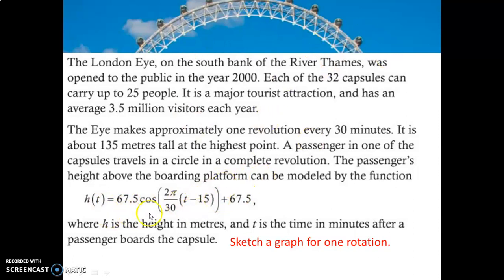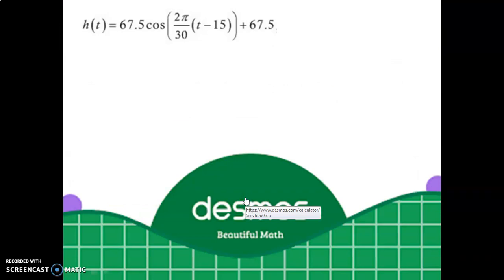Let's take a look at dissecting this and looking at transformations, because that's what will help us jump into our lesson today when we model using these functions. Hidden amongst all these numbers, we do see a cosine function. So we know there's going to be a wave here. Let's break it down a little bit.